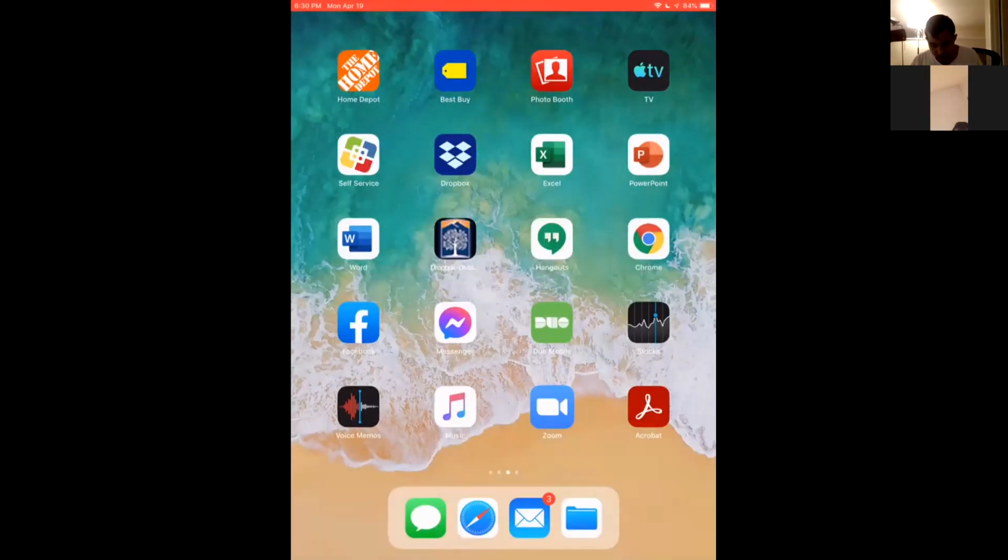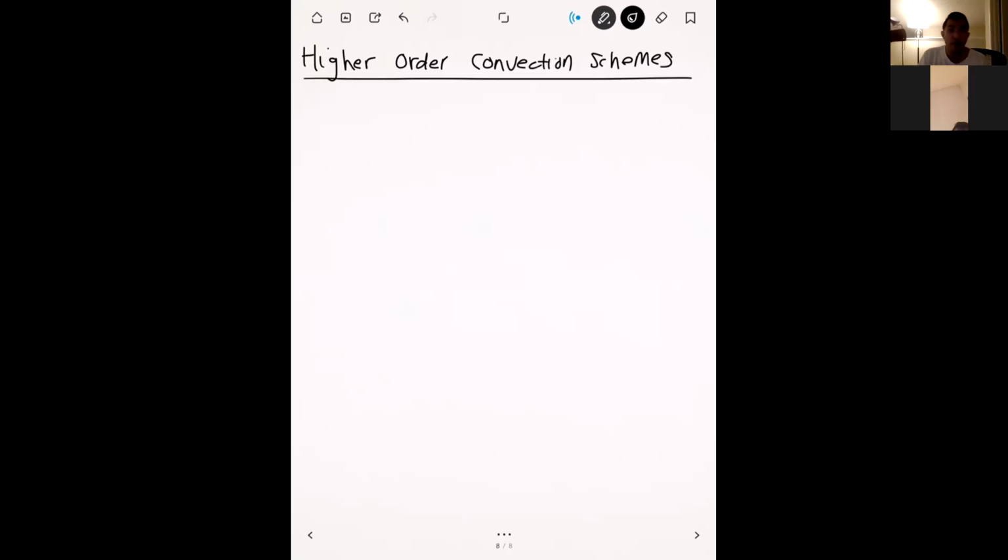We have 15 more minutes, and so I think that's enough time to just barely start what we're doing with higher order schemes. So now we're going to start lecture notes 12, and this is higher order convection schemes. This whole unit is basically going to teach us a better way to discretize the convective term.